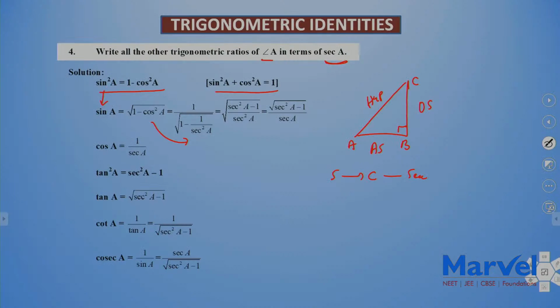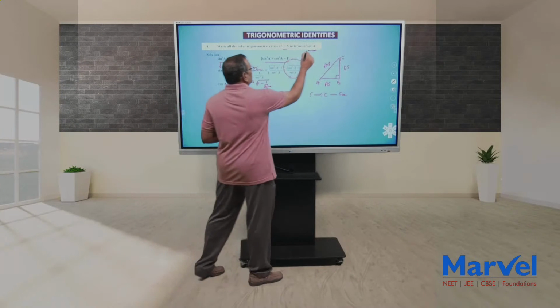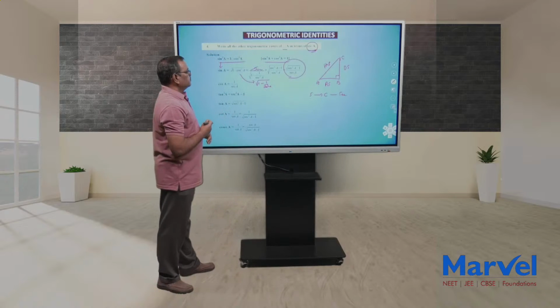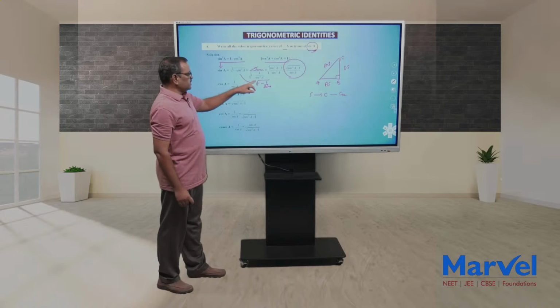Here you can convert in terms of root of 1 minus 1 by secant square A. Now if you cross multiply, secant square A minus 1 by secant square A, everything in terms of secant A. No need to convert in terms of tan square A because the question is in terms of secant A. First sin in terms of cos, cos in terms of secant.